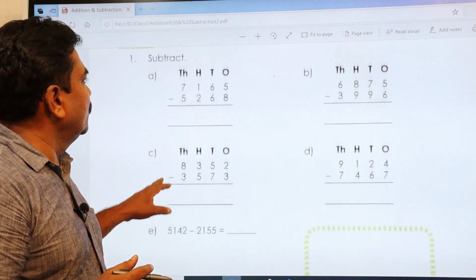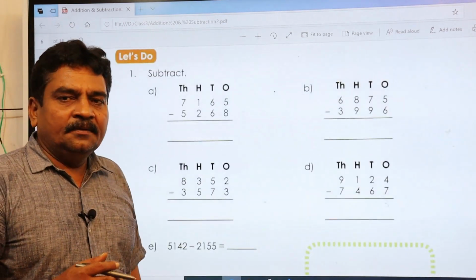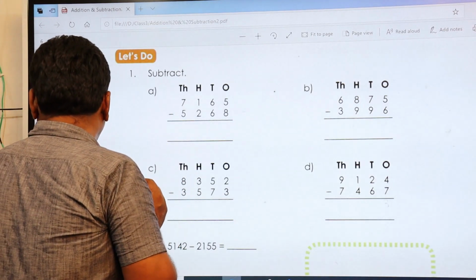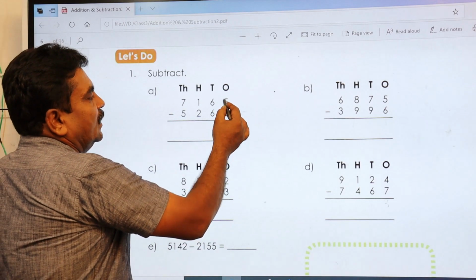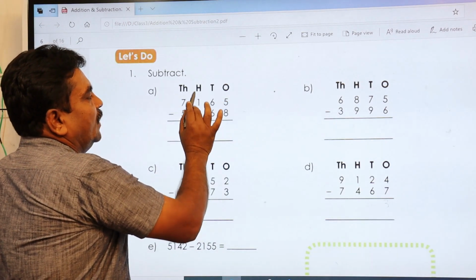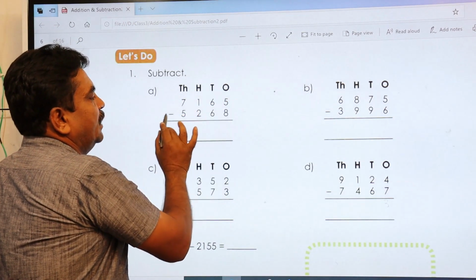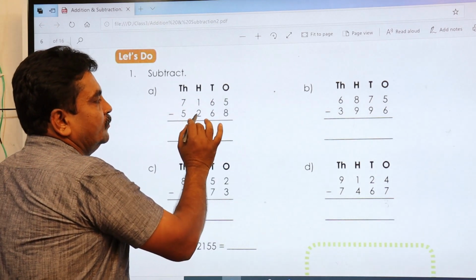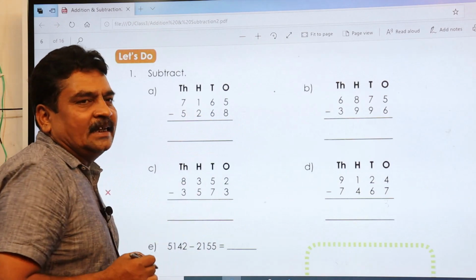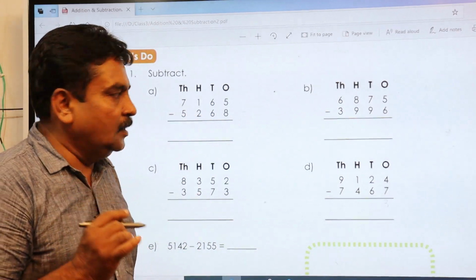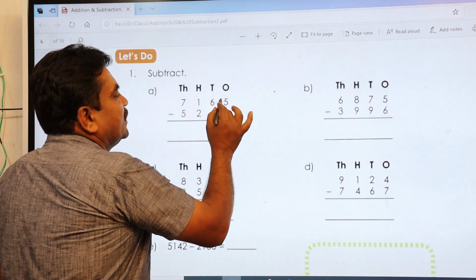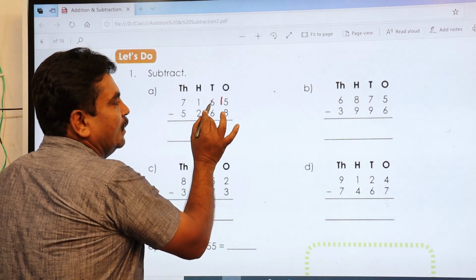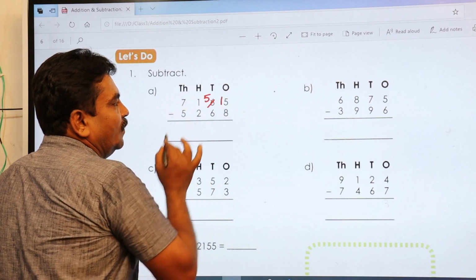Let's see. We'll do this. Okay. Here, what is the question? The question is this: 7,165 minus 5,268. So 5 minus 8 is not possible. So you just carry one number, it becomes 15. When you have taken one number from the beside number, this number decreased to 5.